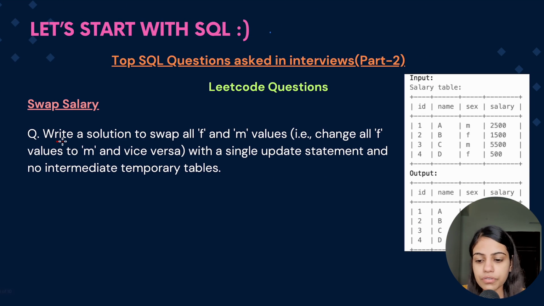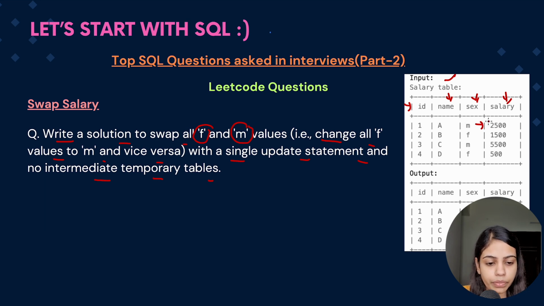So what is the question? We have to write a solution to swap all f and m values, that is, change all f values to m and vice versa, with a single update statement and no intermediate temporary table. There is a salary table given, which has columns such as id, name, sex and salary. We have to change m to f whenever we find m, and change f to m whenever we find f. So we have to basically do a swap for m to f and f to m in this particular salary table.